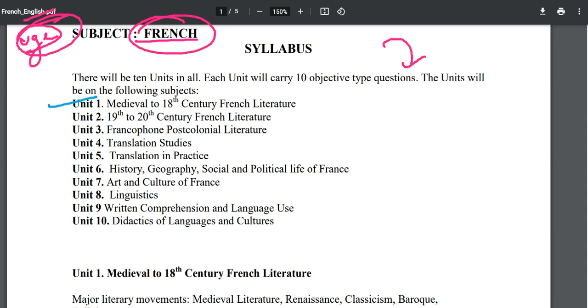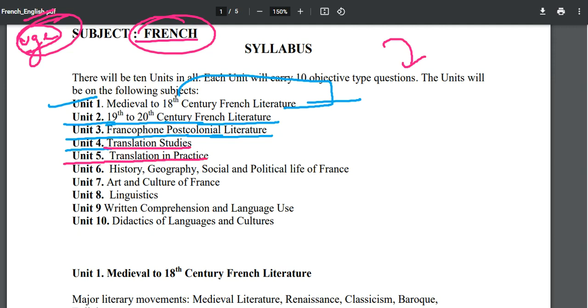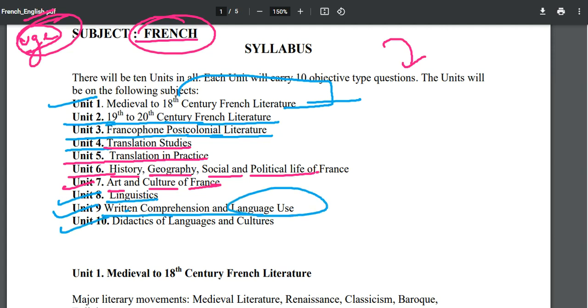Unit 1 is about medieval to 18th century French literature. Unit 2, we have to study 19th to 20th century French literature. Unit 3, Francophone post-colonial literature. Unit 4 means translation studies. Unit 5, translation in practice. Unit 6, history, geography, social and political life of France. Then Unit 7, art and culture of France. Unit 8, linguistics. Unit 9, written comprehension and language use. And Unit 10, didactics of languages and cultures.